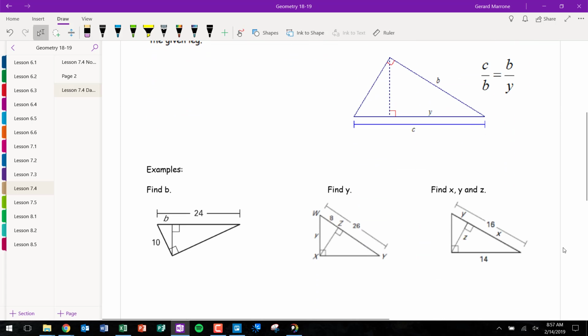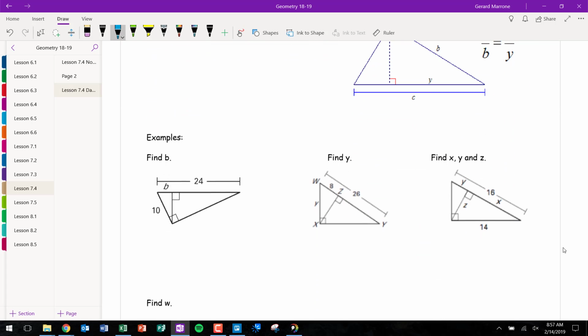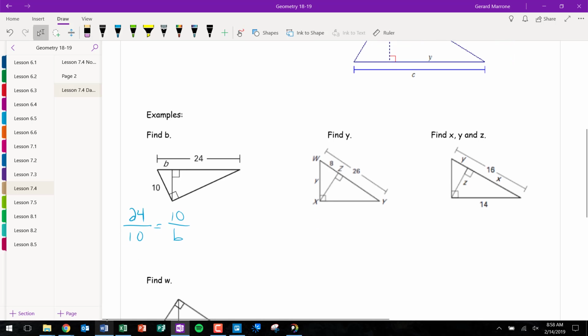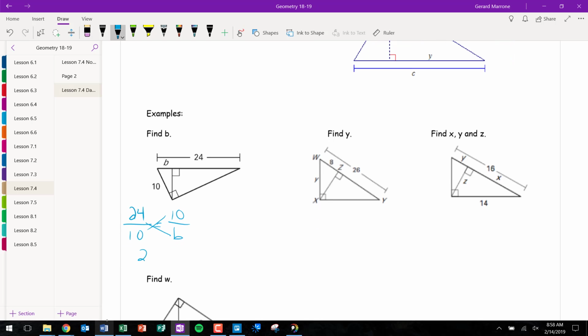So if we use that idea here, my hypotenuse of my large triangle is 24, and my hypotenuse of my little triangle is 10, and then if I used my short leg of my big triangle, that's 10, over my short leg of the little triangle, that's b. And I'm set up with a really nice, easy proportion to solve. We're going to cross multiply there, and I have 24b equals 100, so b is going to equal 2.4 there. So it makes solving these fairly easy.